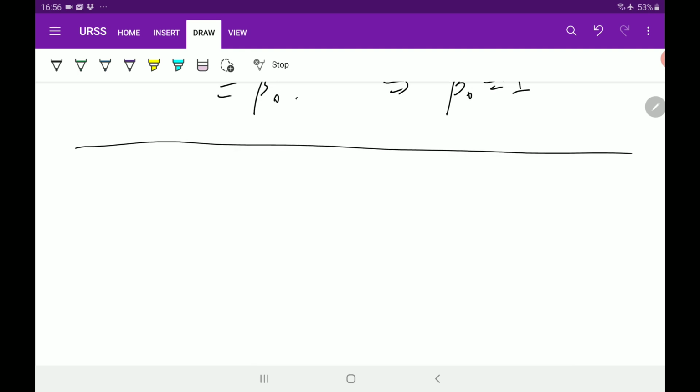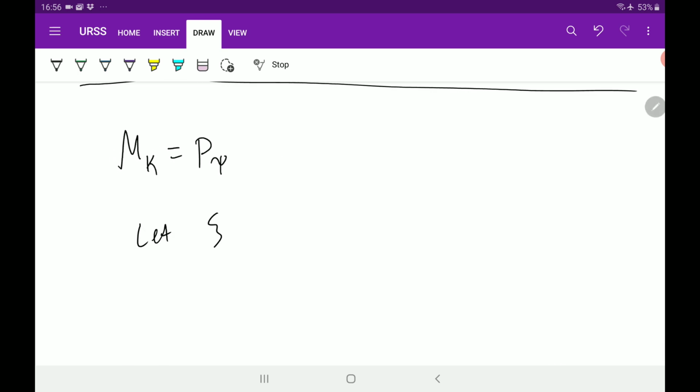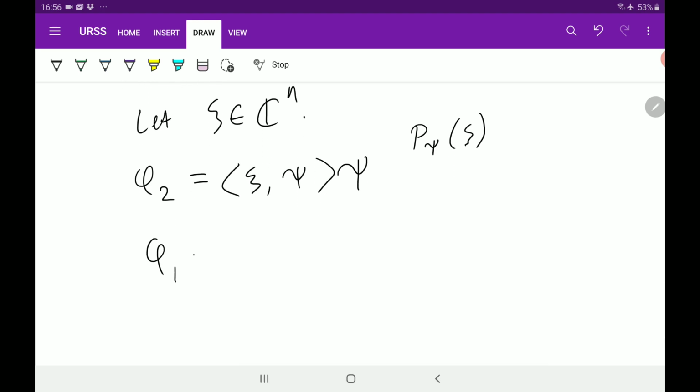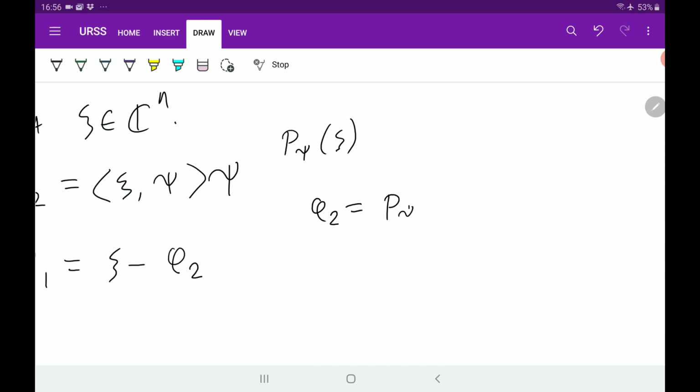Okay? Now finally, we want to put the nail in the coffin and prove the statement. So here's the idea. Let psi be in Cn and consider the vector phi2, which is given by this. So it's the projection in psi of phi, right? That's what I call phi2. And phi1, let's call that psi minus phi2. So phi2 will be p psi on psi, and phi1 will be the identity minus p psi on psi.